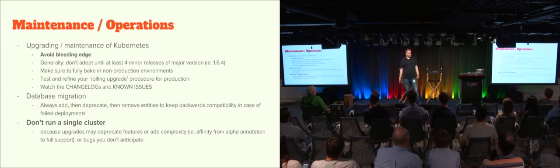When you try a new version, make sure you try it fully baked in your development or non-production environment before it goes to production. This should ideally take a couple of weeks, but at least a week running in non-production. You also want to make sure you retest all your rolling upgrade procedures for production.